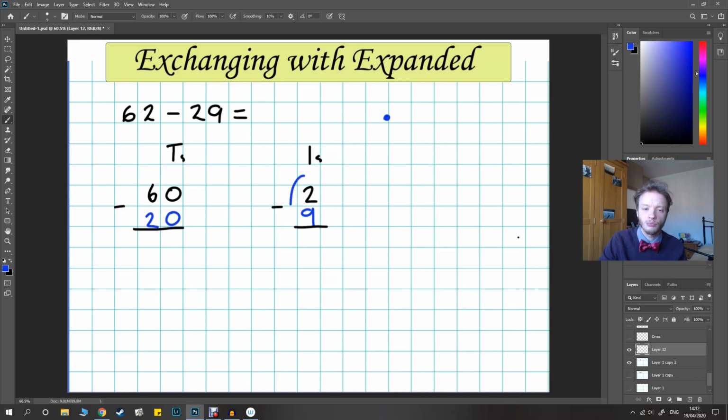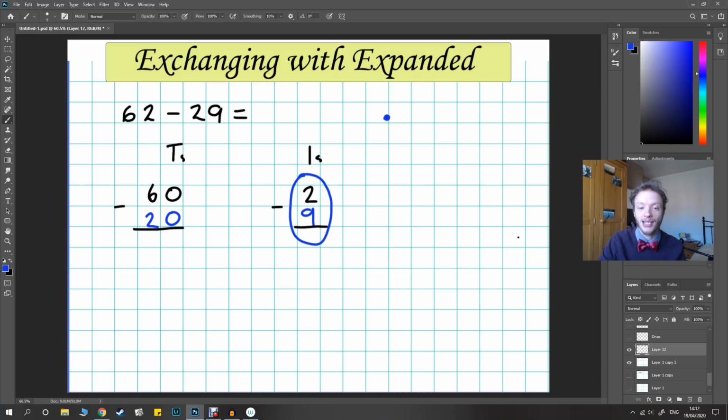In the ones column, we seem to be trying to take away 9 from 2, but that would give us an answer that's less than 0. And that's not an answer that we want. When we're doing subtraction, we always want the bigger number on the top. But I can't swap anything round. I've got to keep them as they are. This is where exchanging comes in.